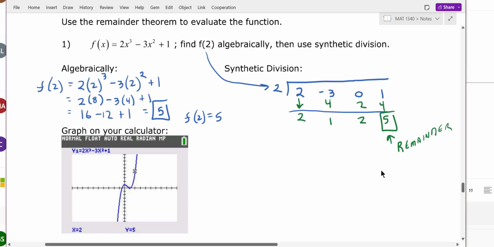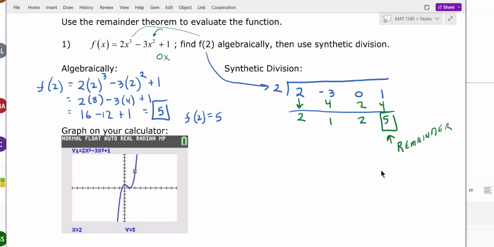Okay, so here's what you should have come up with. When you plug in the 2 and do this algebraically, you would do 2 times 2 to the third minus 3 times 2 squared plus 1. Work out the arithmetic, you would have got 5. Synthetic division, again, see how I set that up. The coefficients are 2, -3. There is not an x term there, so you had to put that 0 there.